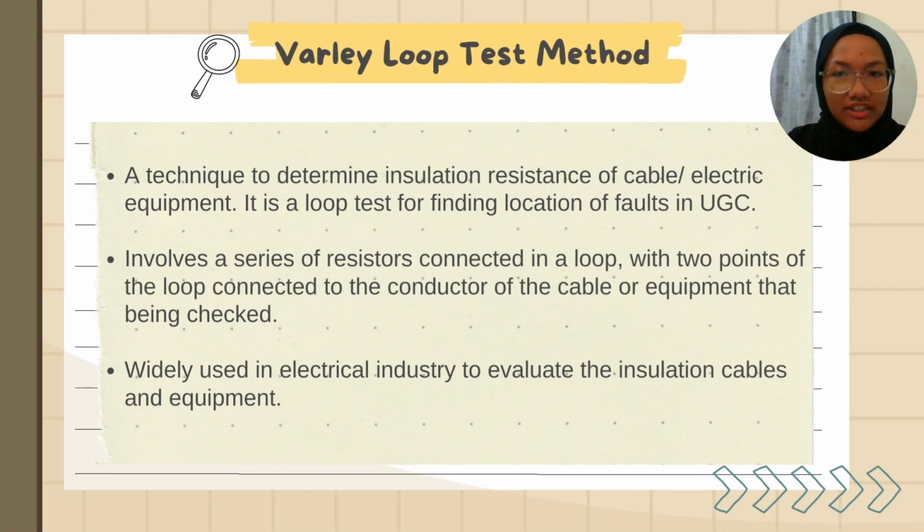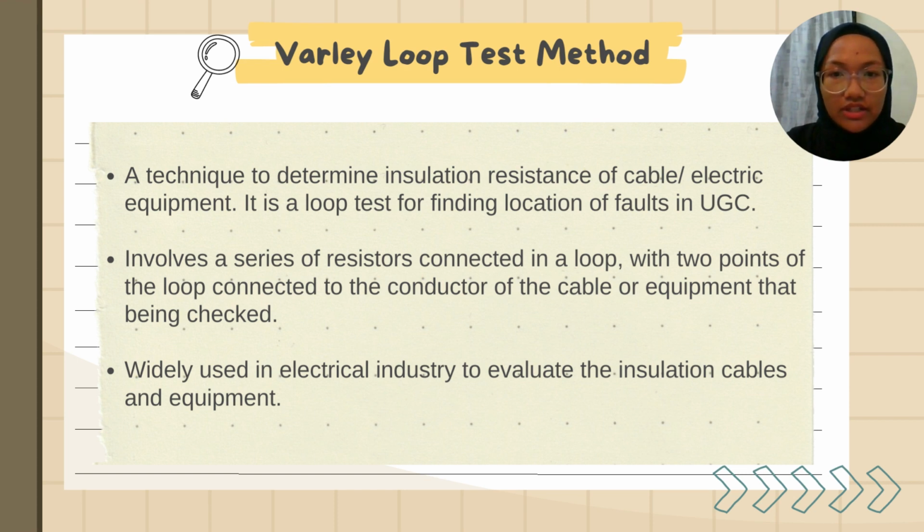Varley loop test method. The Varley loop test method is a technique to determine the insulation resistance of cable or electric equipment. It is a loop test for finding the location of a fault in underground cable. It is used to locate the earth fault and also the short circuit fault using the Wheatstone bridge principle.